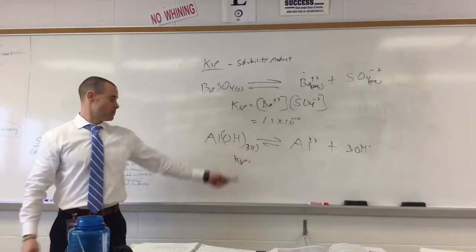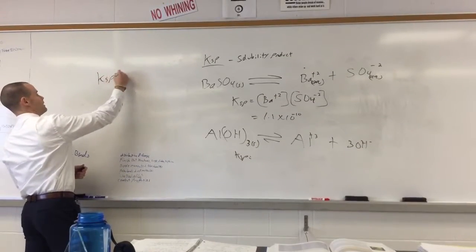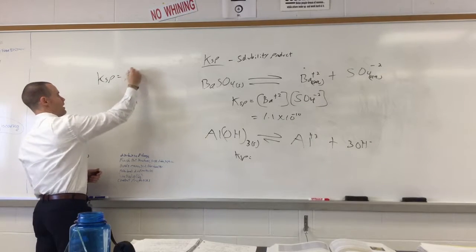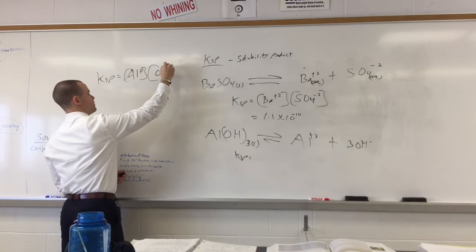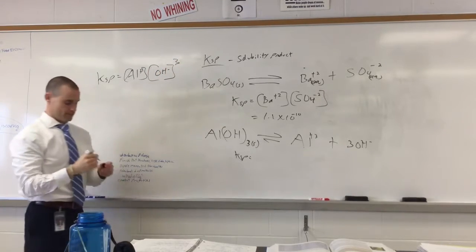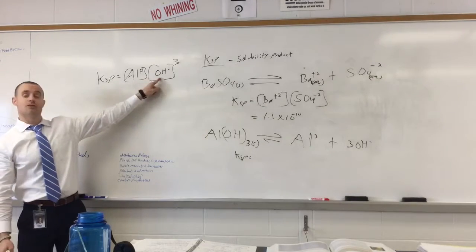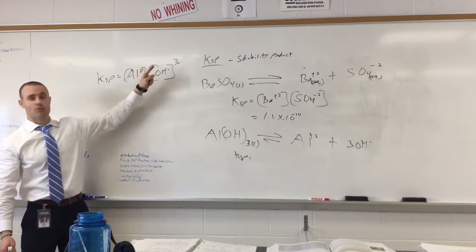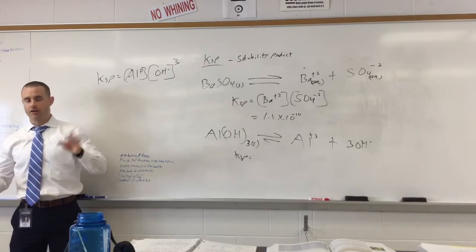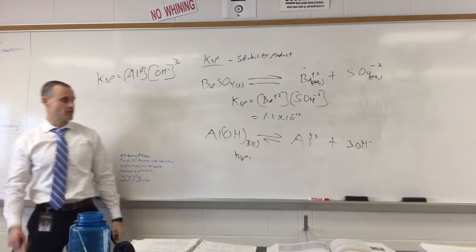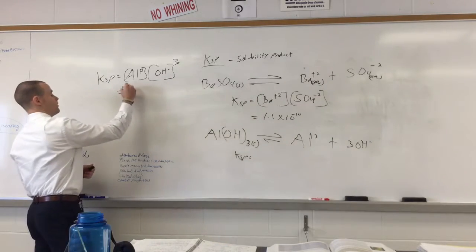Sure. Anyways, what's the KSP? KSP is the concentration of Al plus 3 times the concentration of OH minus cubed. So we're going to do ice tables. Inside this would actually be 3x cubed, so just keep that in mind. That's where the math comes in handy, remembering how to do the old exponents and whatnot. Okay, so the value of this is 1.8 times 10 to the negative 33.